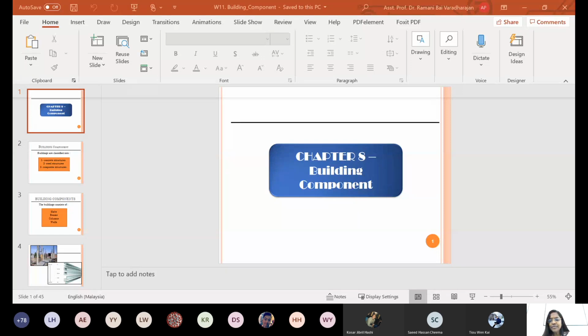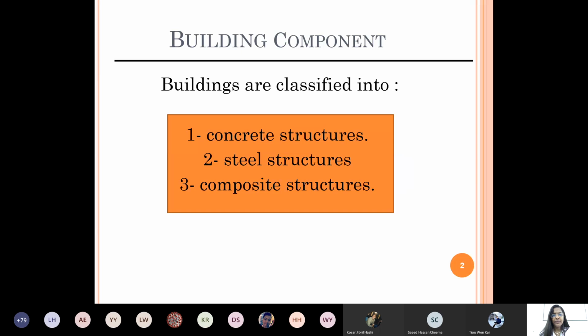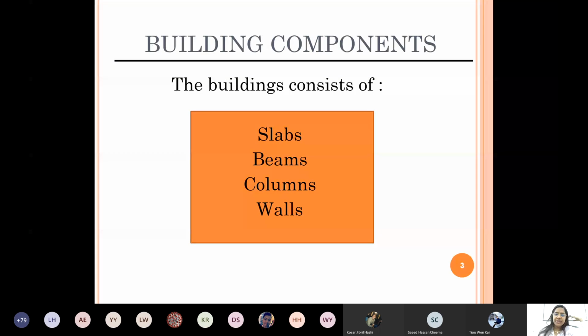Can you all see the slide? Components, building components. Yes. I started with building components because we are going to see scaffolding, right? We already finished form work, right?